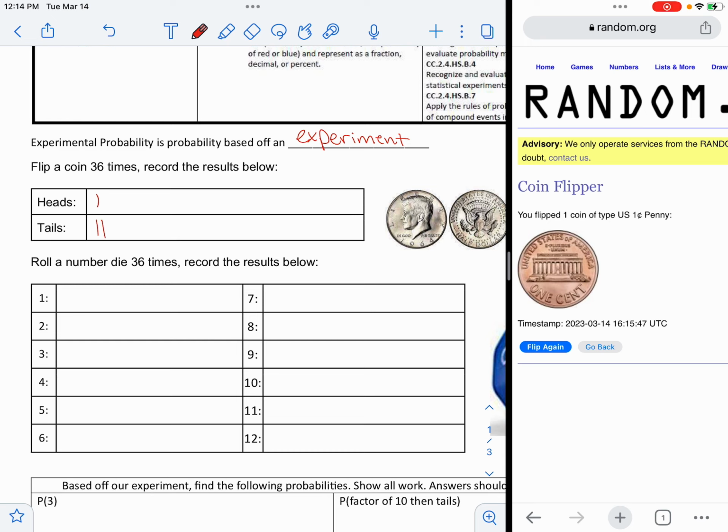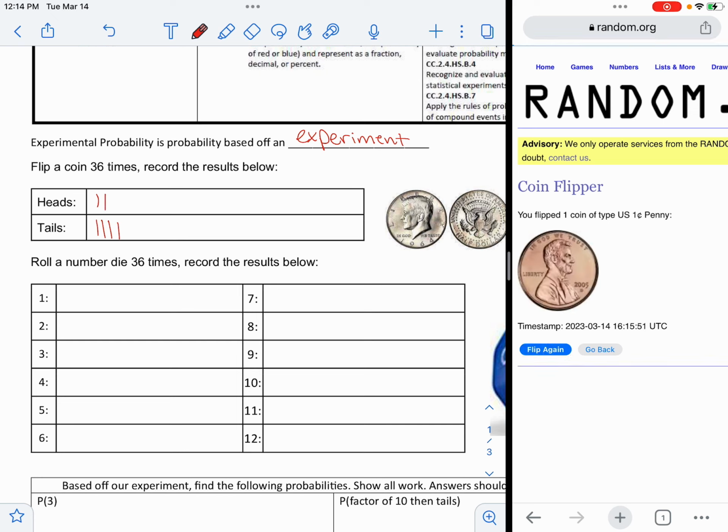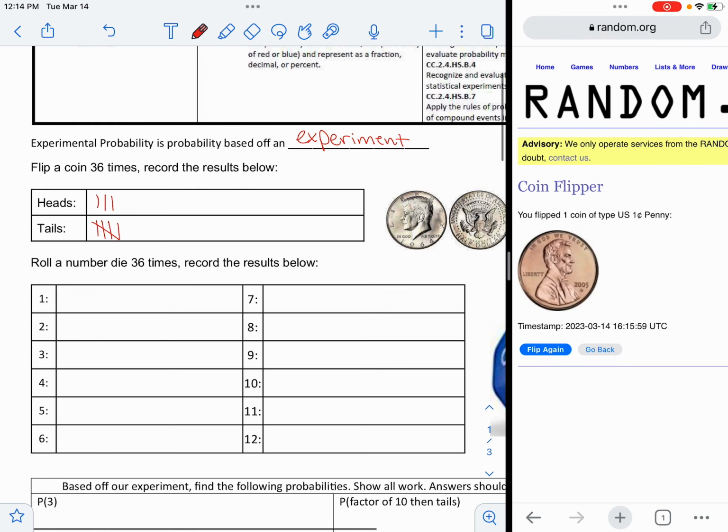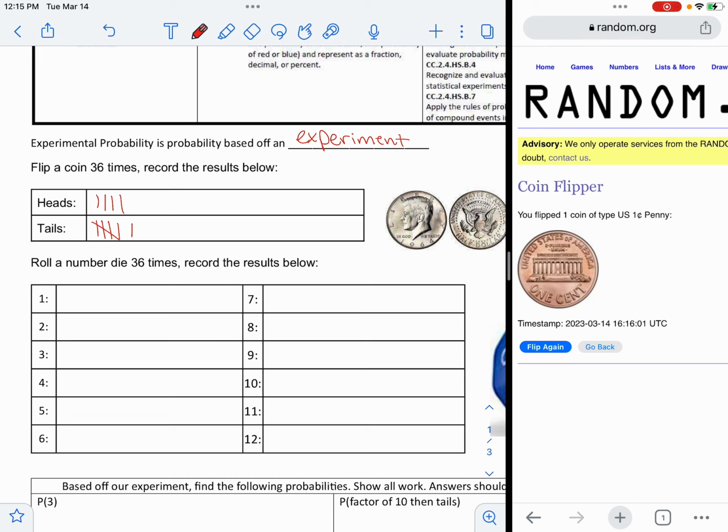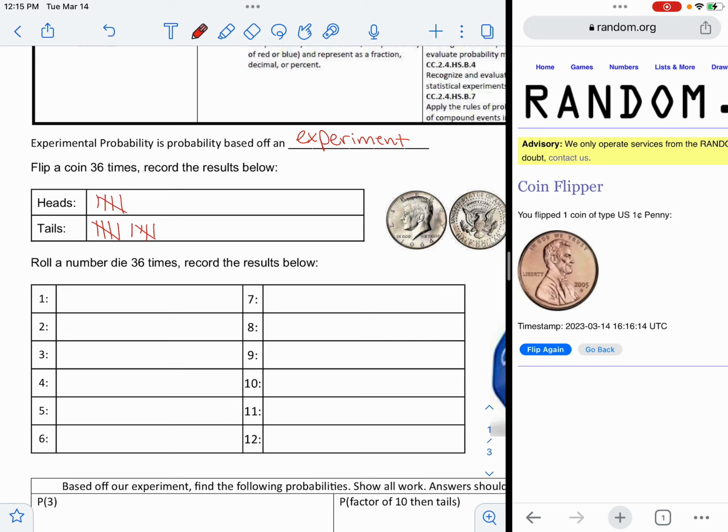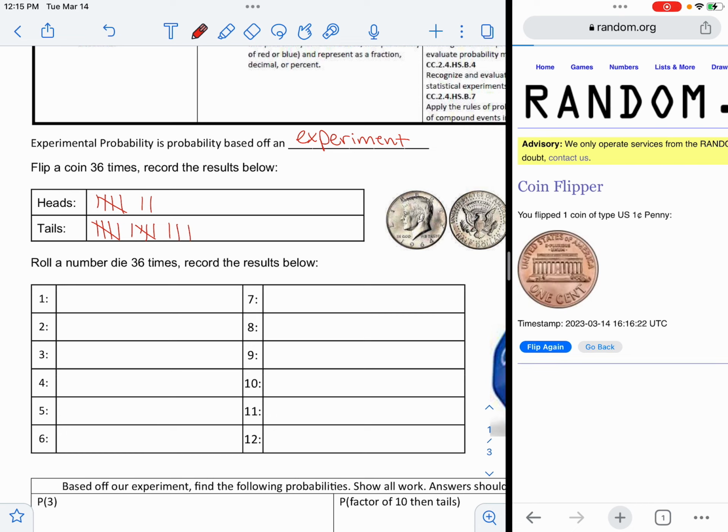3, 4, 5, 6, 7, 8, 9, 10, 11, 12, 13, 14, 15, 16, 17, 18, 19, 20, 21. Just double checking, 5, 10, 15, and 6 is 21 times.